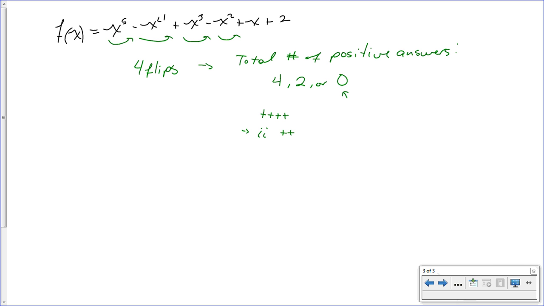Or here we have a 0. Well, of course, in order to get a 0 for the function, this has to cross the x-axis. Well, if this never crosses the x-axis, then all 4 are going to be imaginary. So therefore, you have 0 positive answers. So that's what it means by 4, 2, or 0. You can have all 4 positive, 2 imaginary and 2 positive, or all 4 can be imaginary.